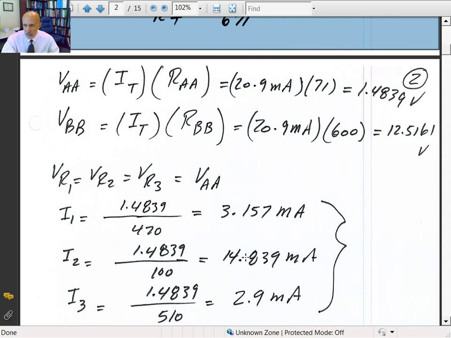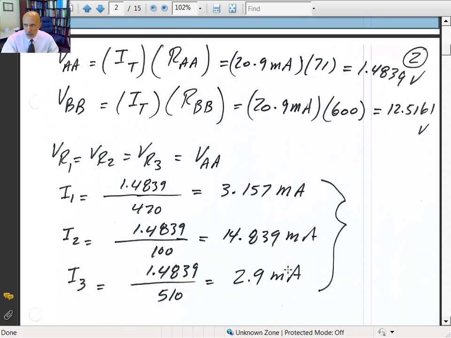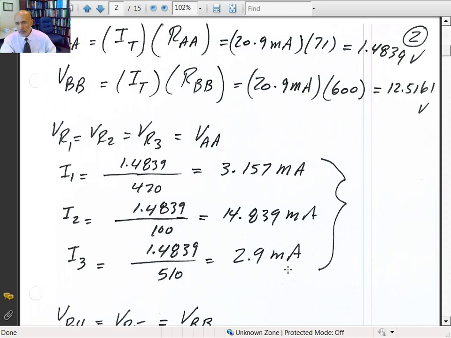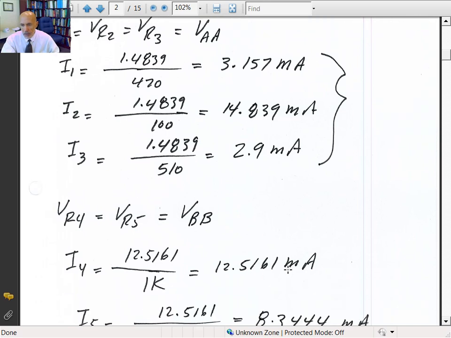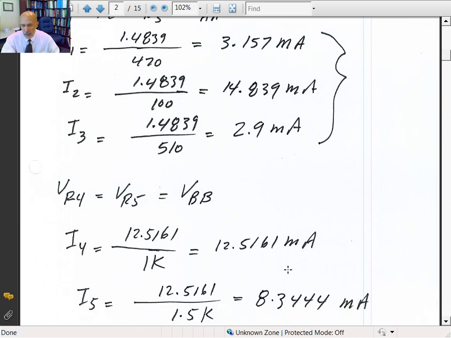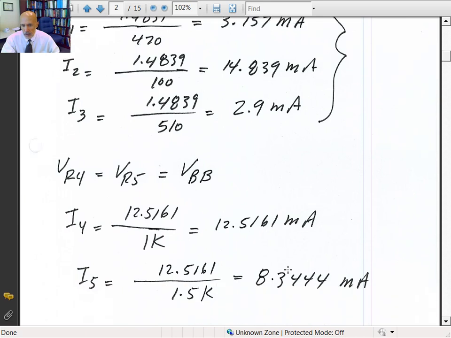So 3.14, 16, 19 should be 20. Yeah. So if you add those three, if you do it right, those three should add up to about 20.9 milliamps. Same thing with the branch between point B and B. You can calculate R5. V sub R4 and R5 is the same, and then you can calculate the current I5 and I4.